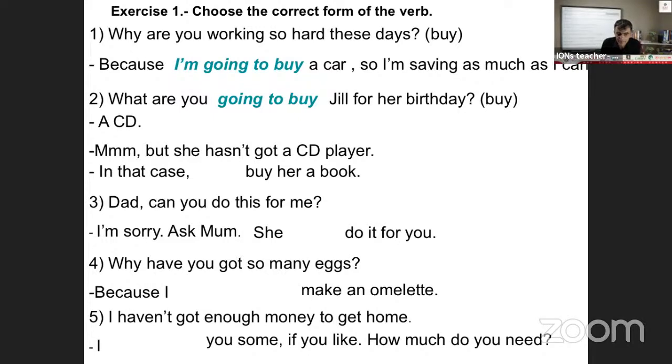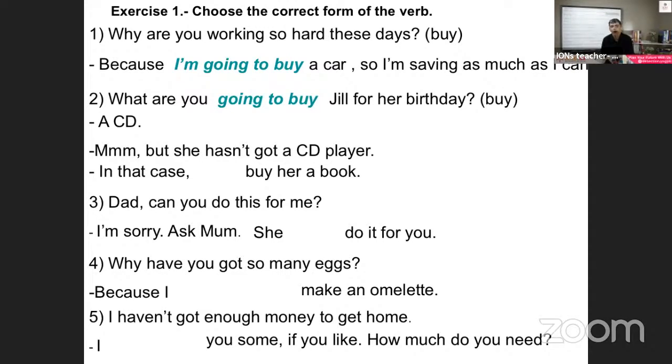Okay. And I say a CD. My friend says, but she's already got a CD player. Okay, I have to change. Before I was thinking, oh, I've already made up my mind. I'm gonna buy her a CD. It was the decision I made before. But then my friend tells me, you know, hold on. She's already got a CD.